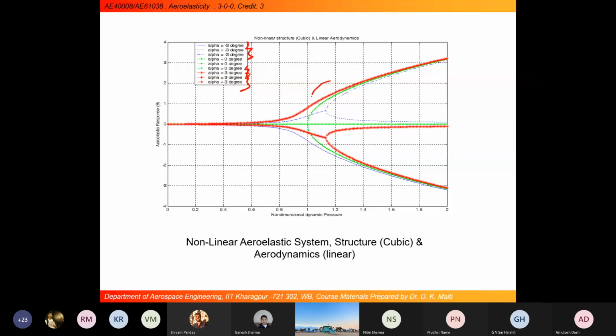In this case, whatever solutions I have obtained are all numerical solutions, because we can get an analytical solution only when alpha equals 0. For any other value of alpha, we have to get a numerical value, solving that equation and getting the root at that particular value of q, as we change the dynamic pressure. Q is the non-dimensional q bar, basically non-dimensional dynamic pressure.